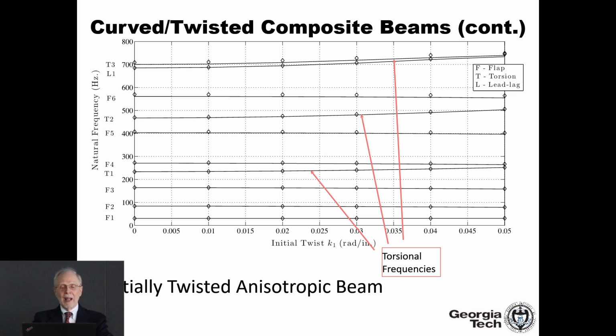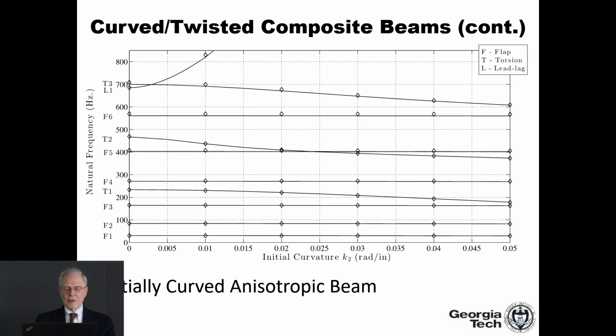Now we get natural frequencies here that are essentially the same through the first eight or nine modes. You can start to see a little bit of a discrepancy up in the highest mode that is displayed here. With the curved anisotropic beam, similar but maybe even better results are obtained.